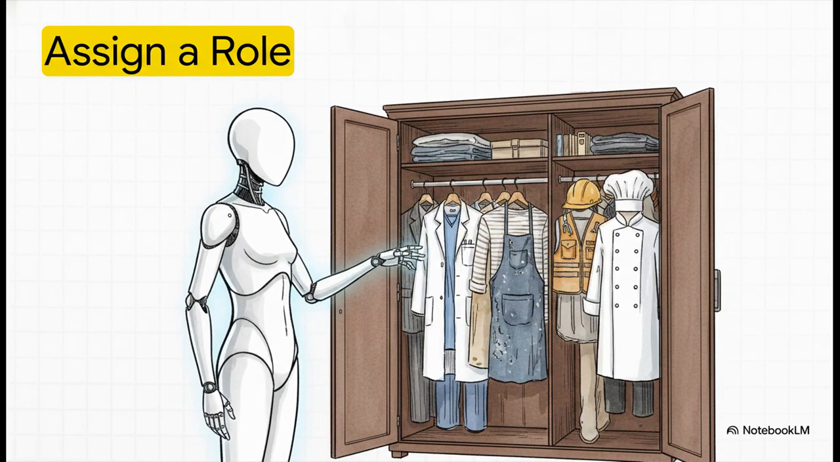And finally, we've got R for role. And this might just be the most powerful trick in the entire playbook. You can actually assign the AI a persona. Tell it to be a specific expert or a skeptical customer or a seasoned consultant. This shapes its perspective and unlocks some seriously domain-specific insights.